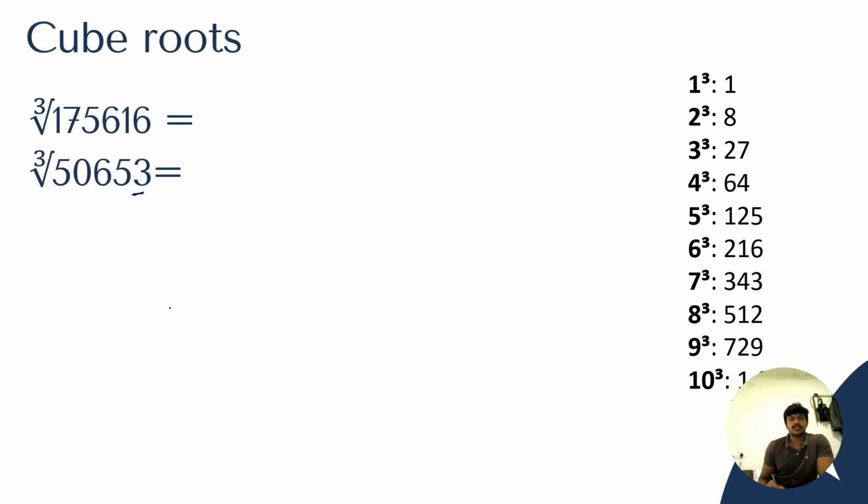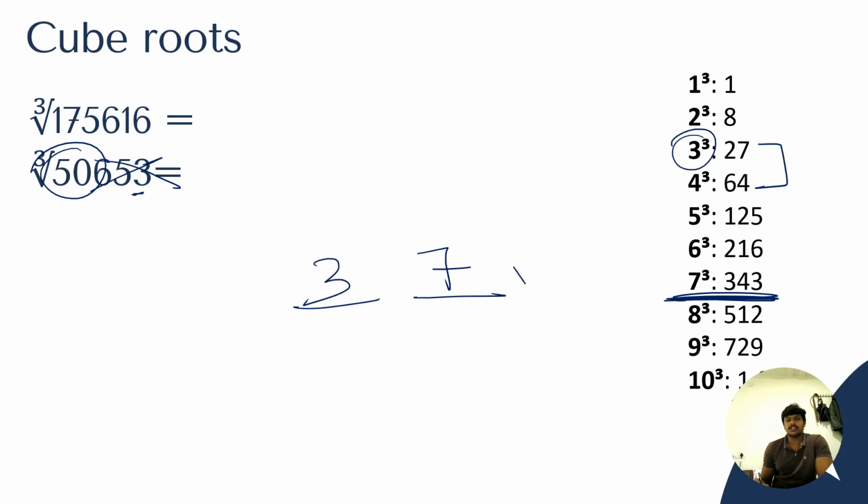I will repeat one more time. What is the last number here? 3. Where you are having 3? Here. So in two numbers, one is going to be 7. Cancel three terms from here. You are getting 50. 50 is in between 27 and 64. What is the lowest number? 3. So your answer is going to be 37. So 37 cube is 50653.